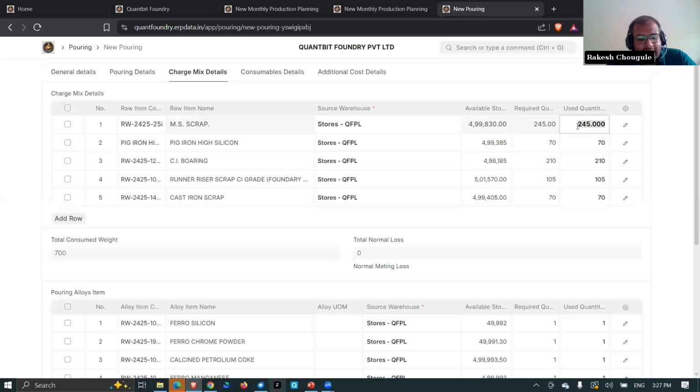So here the user can update the actual quantity used. If I used 260 kg of MS scrap, 65 kg of scrap pig iron, and 250 kg of, let's say, CI boring. Here you can see the available stock at the warehouse stores, the required standard quantity which is configured by the management or the production supervisor, and what actual quantity has been used, which we can configure.